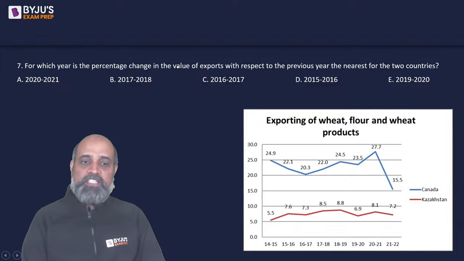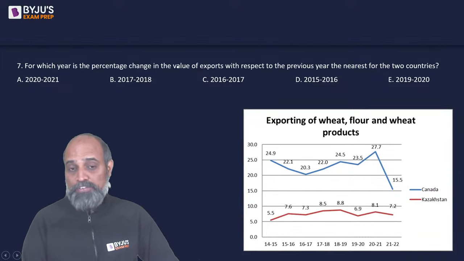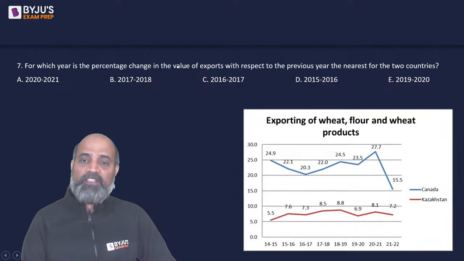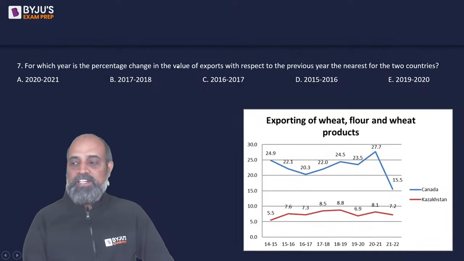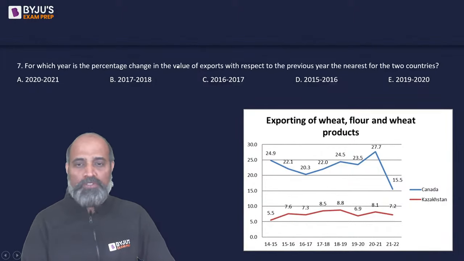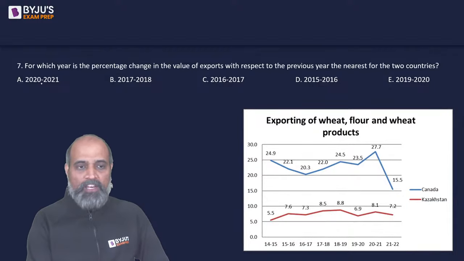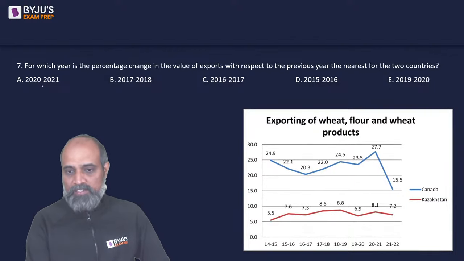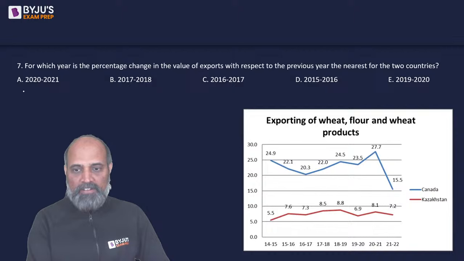Next is, for which year is the percentage change in the value of exports with respect to the previous year the nearest for the two countries? So we need to find out the percentage change for both the countries. They are closest to each other, right? So pehla option 2020-21. So for Canada, this is going to be an increase of 4.2 over 23.5.